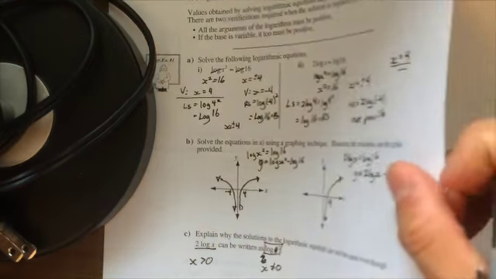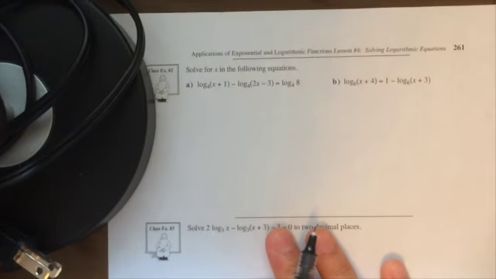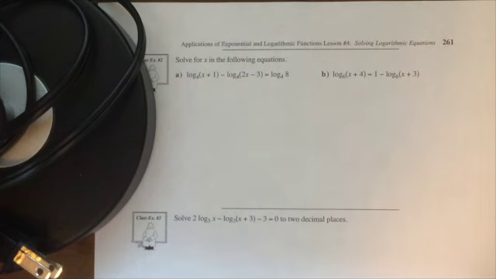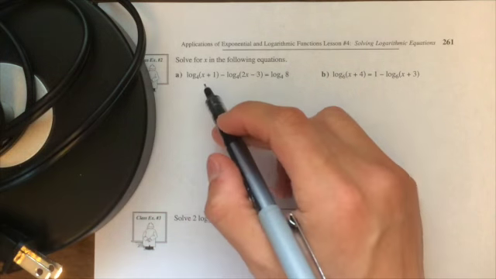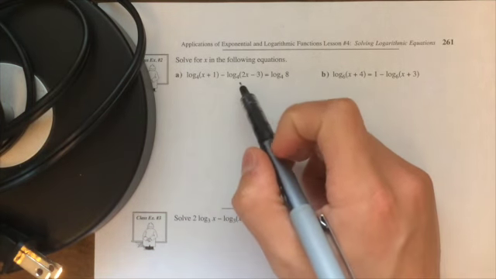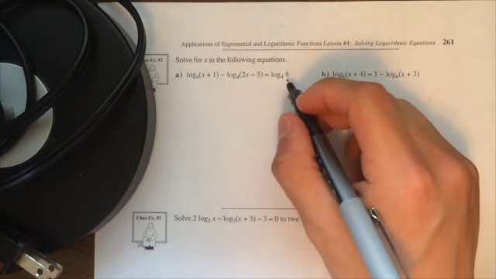Now let's look at some situations where we'll have to solve for x, just like we were doing last time. And what we're going to be doing here is using our log laws in order to solve these equations. All right, so first one here: log 4 of x plus 1 minus log 4 of 2x minus 3 is equal to log 4 of 8.